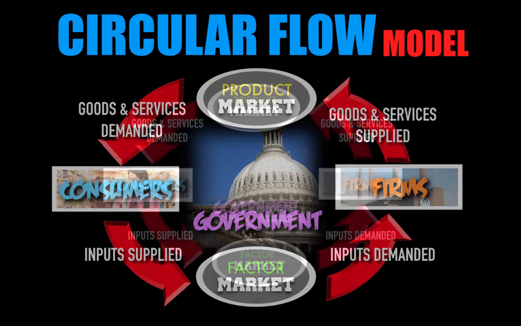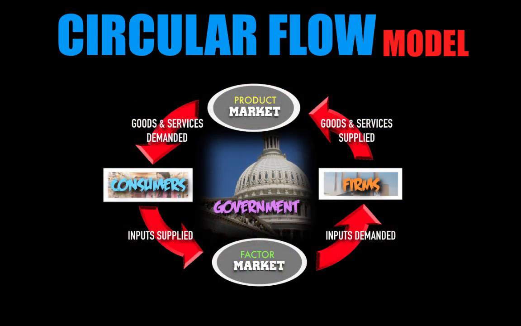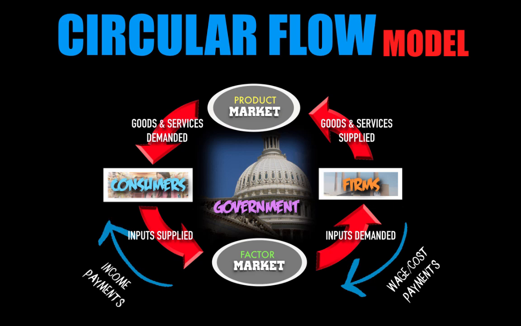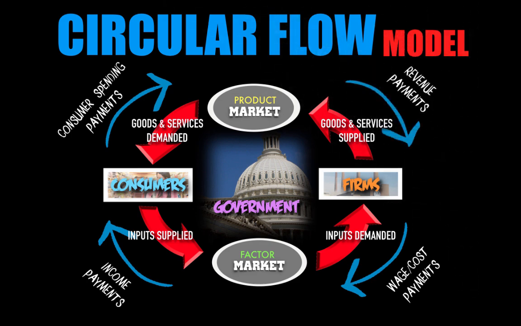There's also a flow of payments that makes the circular flow model work. In order to purchase inputs in the factor market, firms must pay wages to consumers, which equate to cost payments for firms. Those wage payments become income payments that consumers will use in order to buy goods and services through consumer spending in the product market. Consumer spending becomes revenue payments for firms, which can help them to earn profits. The cycle continues and goes on endlessly.